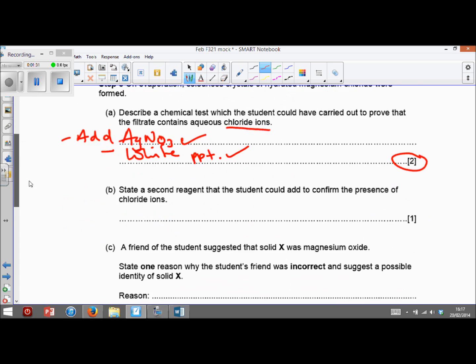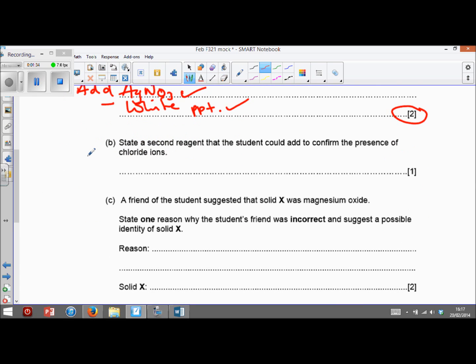So part B. State a second reagent that the student could add to confirm the presence of the chloride ion. So remember, once we've got this white precipitate, we can add ammonia, okay, to dissolve that precipitate. But you need to state the concentration, so you needed to put dilute ammonia. Near enough everyone put this, but if you didn't put dilute, you wouldn't get that mark. And it's aqueous. So part C.